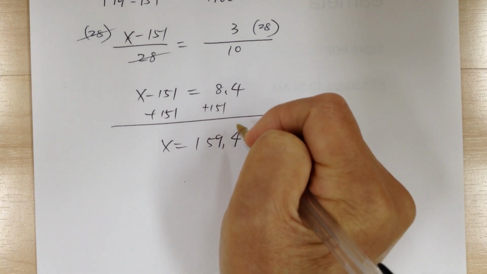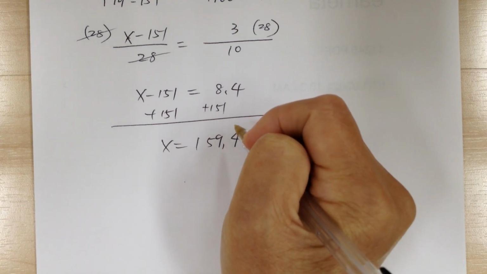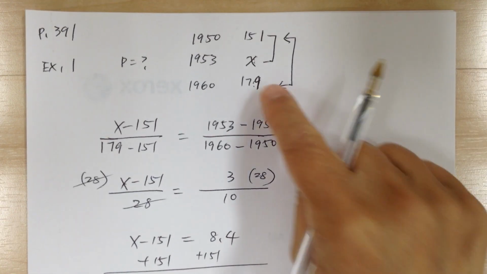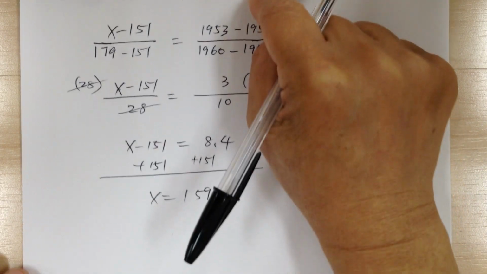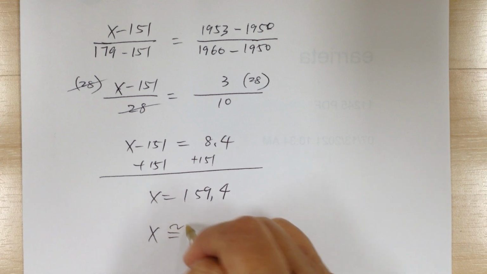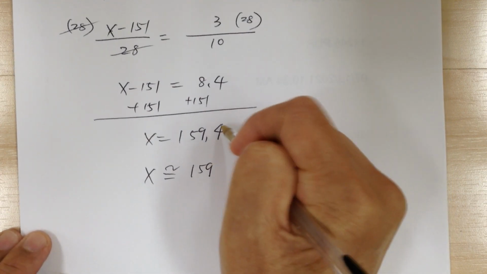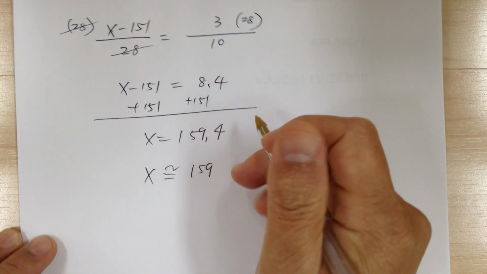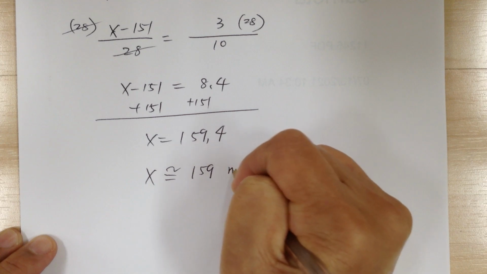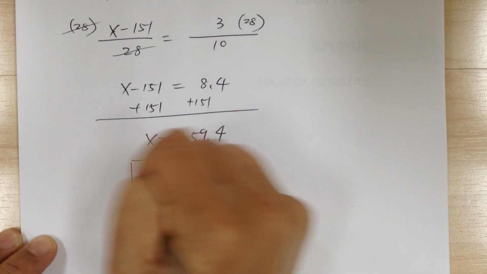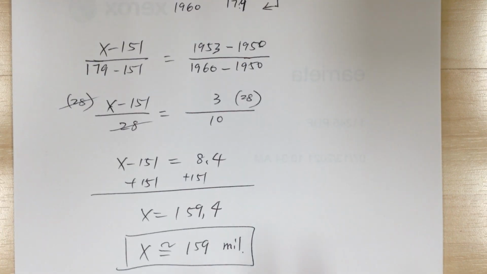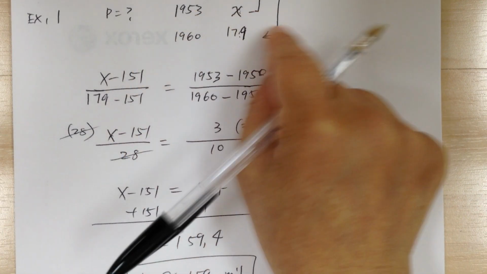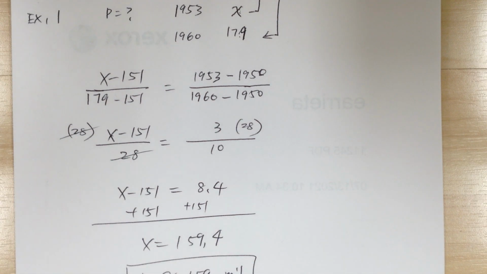159.4. Notice there's no decimal in the table, so you approximate based on what you have. So x will approximately equal 159. It didn't quite make it, and this is in millions. That's how you estimate. Again, it's very simple as long as you remember to match up exactly, and you will be fine.